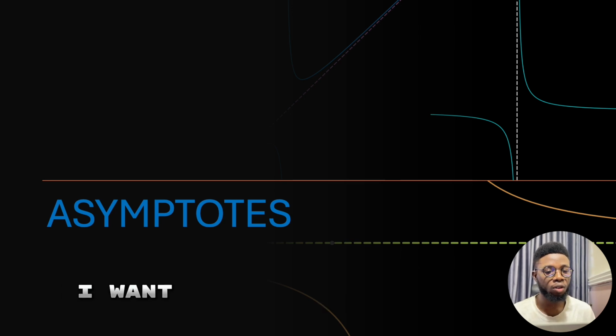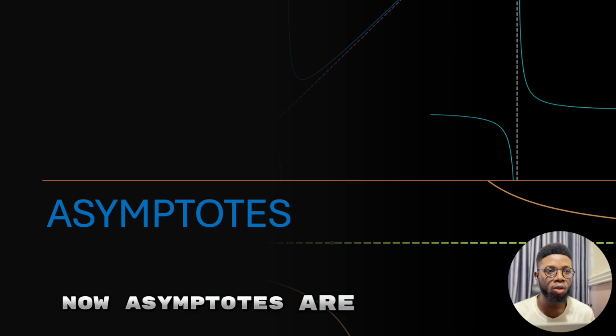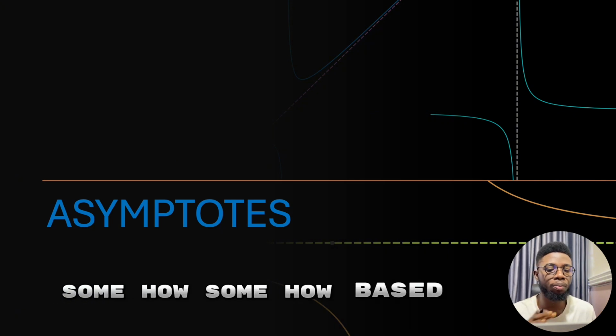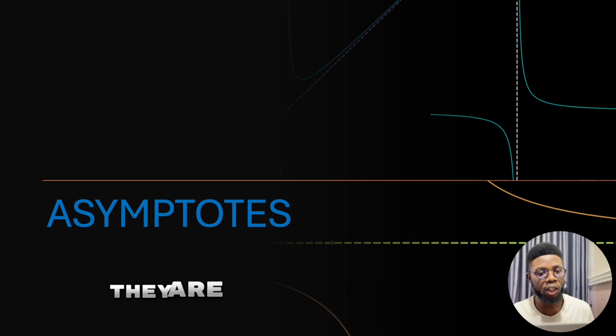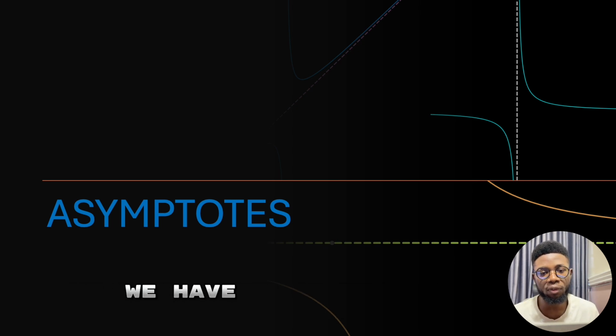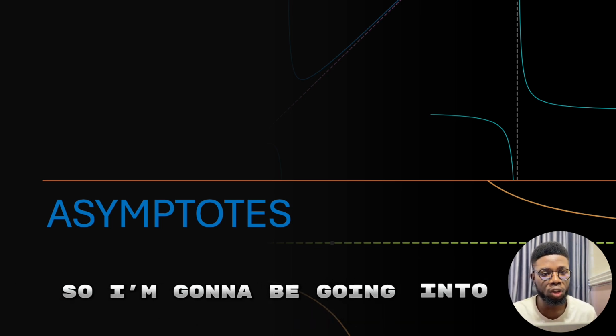Hey guys, I want to quickly talk about asymptotes of functions. Now, asymptotes are sort of like what's supposed to be a part of a function, but somehow, for one reason or the other, they are not part of the function. And we have three of them. We have the vertical asymptotes, we have the horizontal asymptotes, and we have the oblique asymptotes. Some people also call it the slant asymptotes. So I'm going to be going into them in detail.